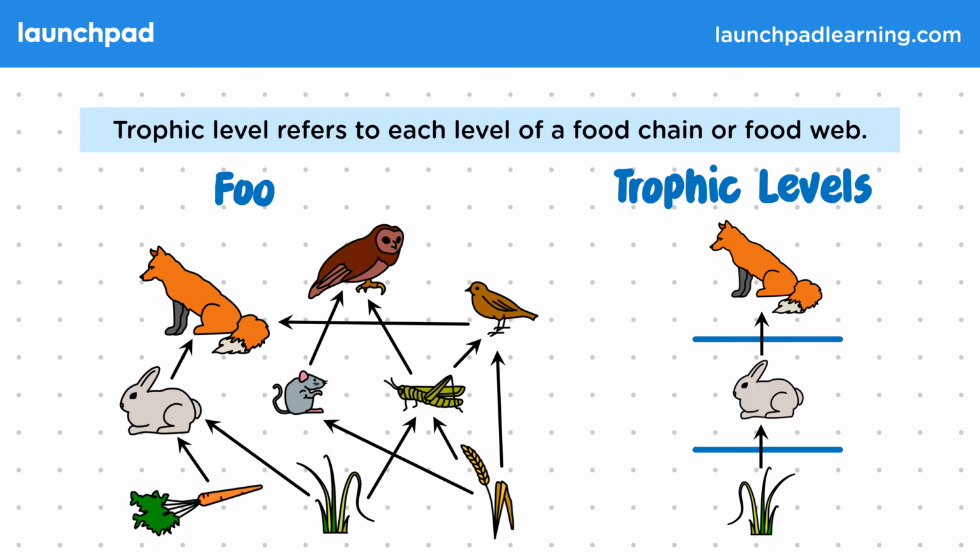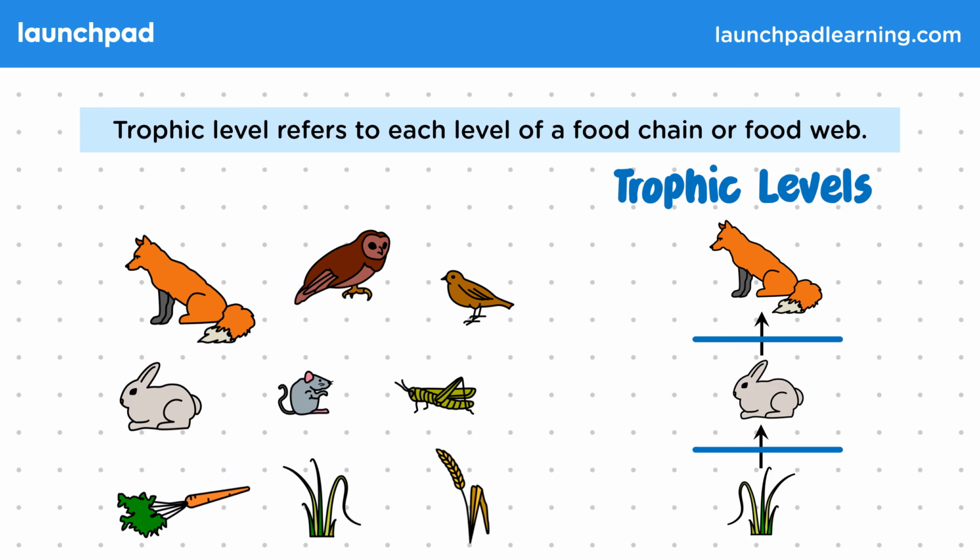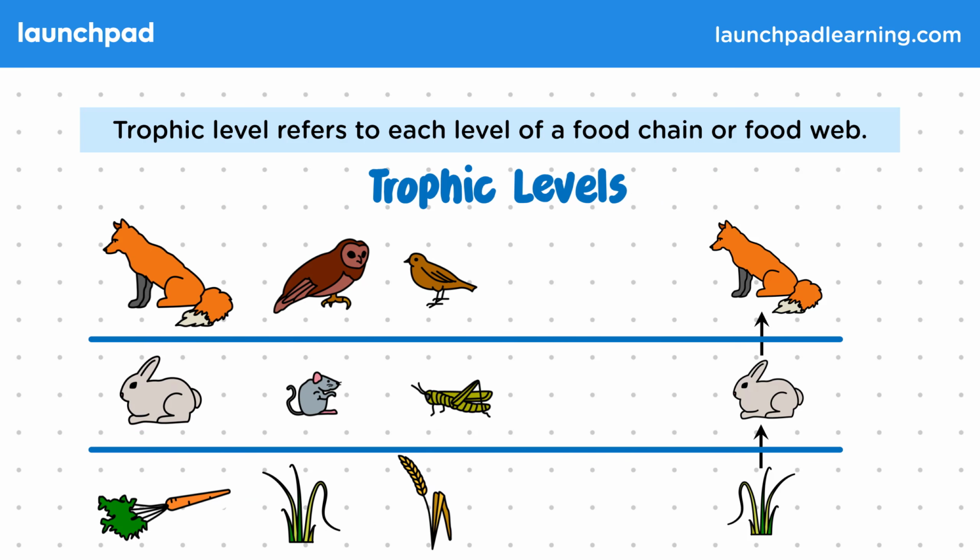Multiple food chains can be put together to form a food web. These can also be organised into trophic levels. You need to be able to describe the differences between the trophic levels of organisms within an ecosystem. So, how might we represent trophic levels?